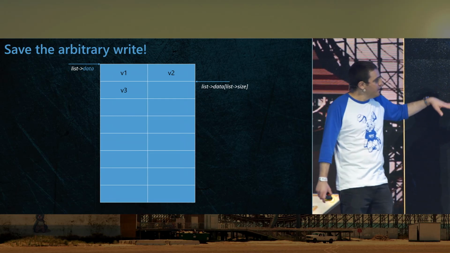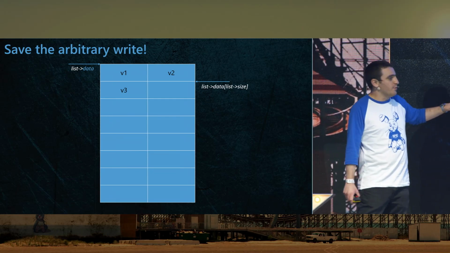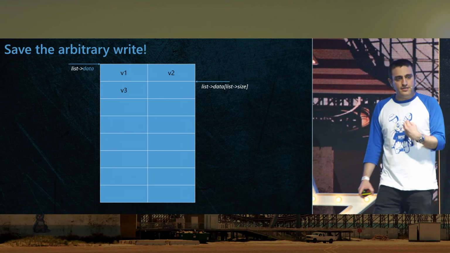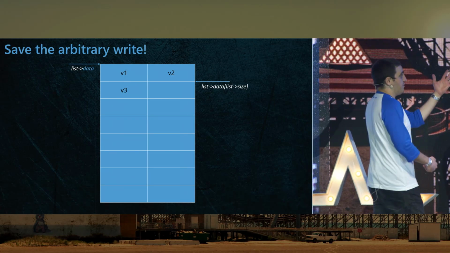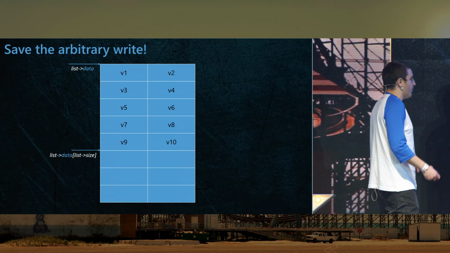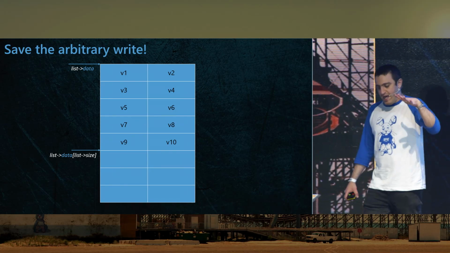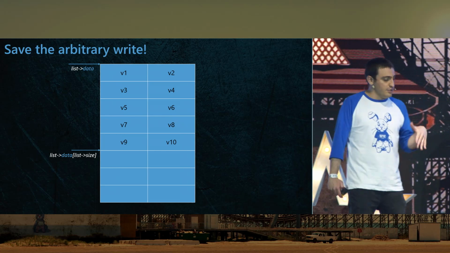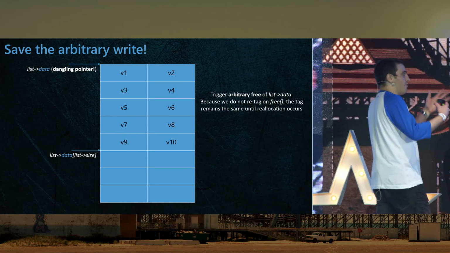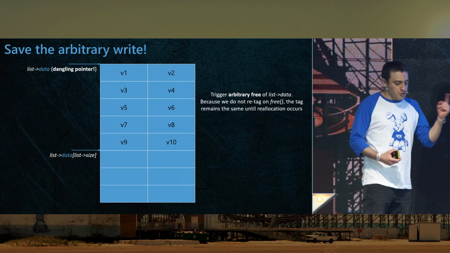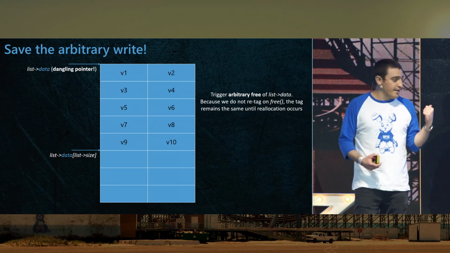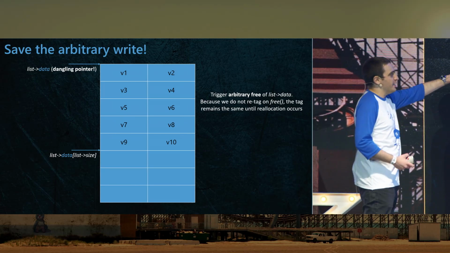So this is the heap. The background color, thank you so much, Ida, is the tag, okay? So we have 3 elements, and I want to add more. I want to add more because I want the list size to be really close to the end of the array, to the end of the allocation. And now I call arbitrary free. Because we do not retag on free, the tag remains the same, but this chunk is now freed.